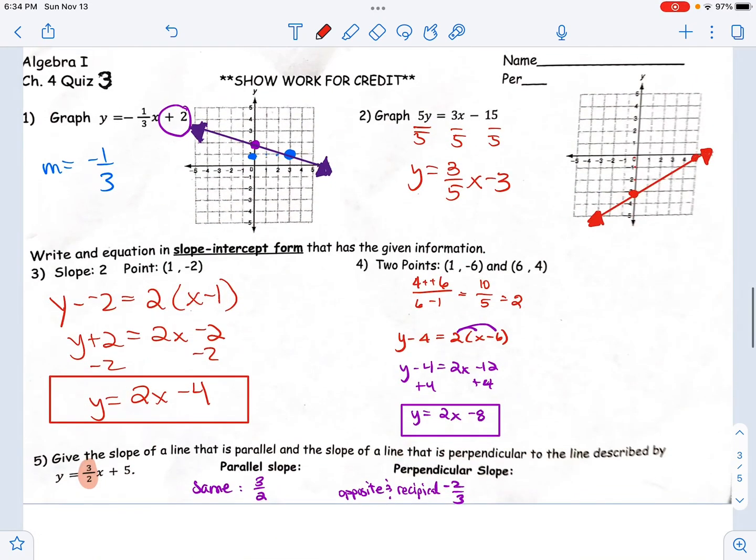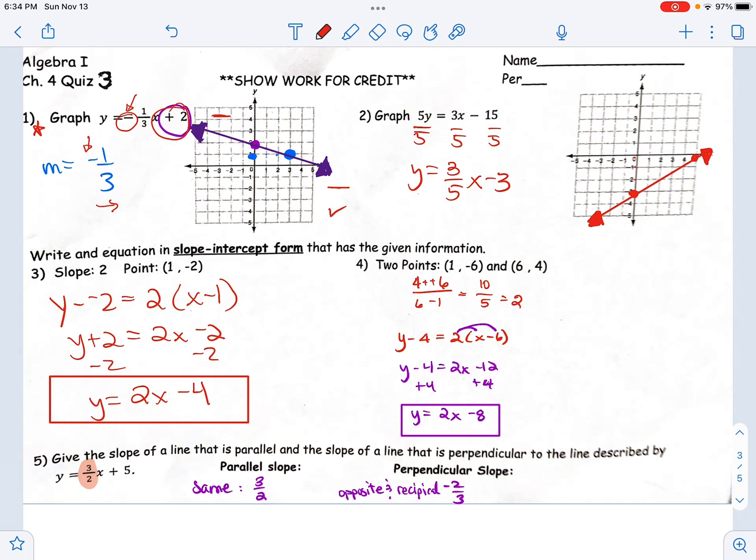And the last quiz that we did last week, first we graph using y equals mx plus b. My y-intercept is 2, and my slope is a negative 1/3, and go down 1 and over 3. And you can see it's a negative slope right here, and this starts in the negative quadrant and ends in the negative quadrant, so that's always a nice little check.